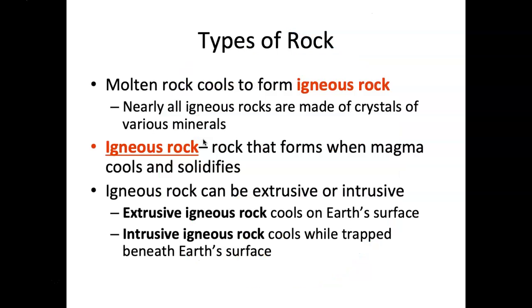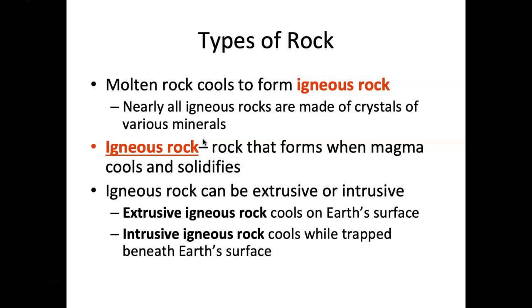So when we talk about how those minerals join together and then form rock, we actually have different types of rock that can form from those minerals. The first type is going to be our igneous rock, and this forms when we have molten rock or liquefied rock that has turned into magma and it starts to cool. It's going to form this igneous rock. Nearly all of our igneous rock are going to be formed or made of crystals and various minerals, and thus you can see that in the actual rock structure itself.